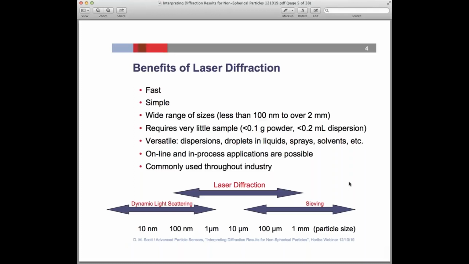One is basically looking at reaching down into the nanoparticle range with dynamic light scattering. The other is sieving, which typically is looking at much larger particles. Laser diffraction spans about 5 decades of particle size. So it's a nice technique, and we want to use it whenever possible.